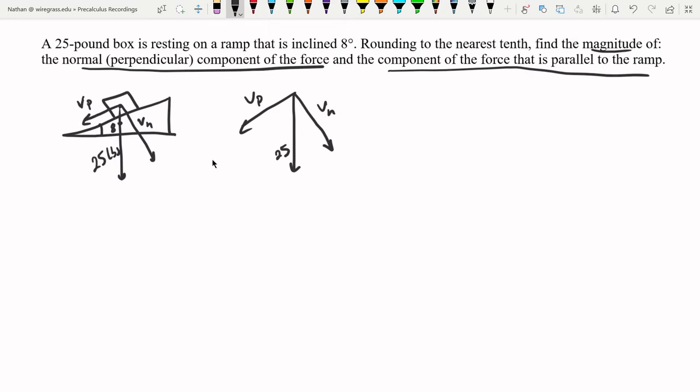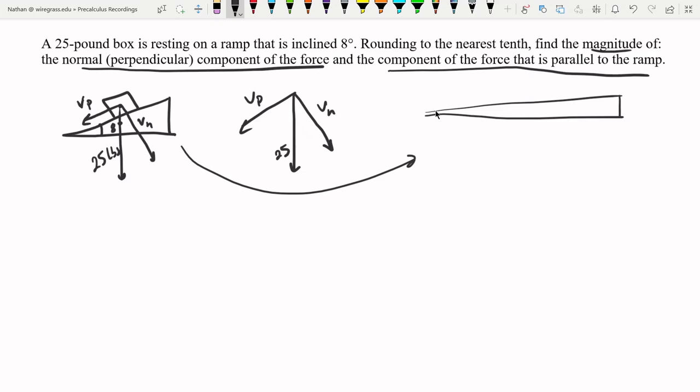If I were to draw this a little bit more accurately, it might give you a hint to where the angle is. Really, 8 degrees is a very small angle. So something more like this. It's a very, very, very slight angle on the ramp. So this is the box, and the weight of it is going straight down. I'm going to exaggerate the perpendicular vector a little bit so that you can actually see a difference, but it looks something like this. And then this is the parallel vector here.